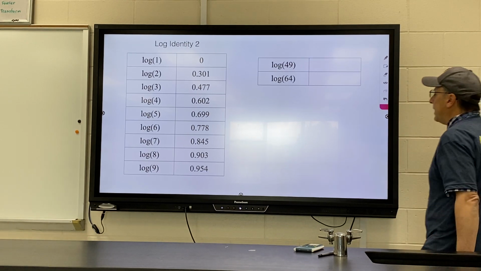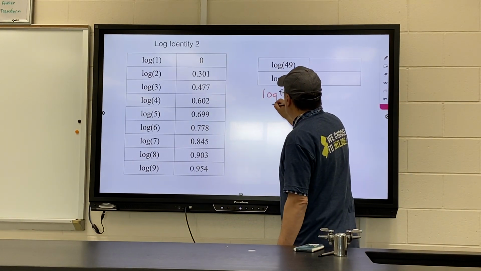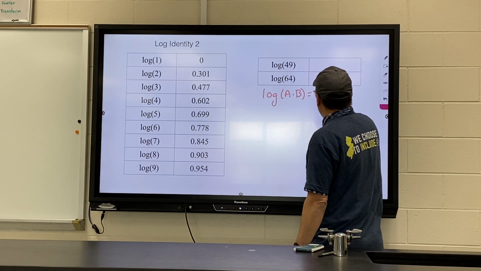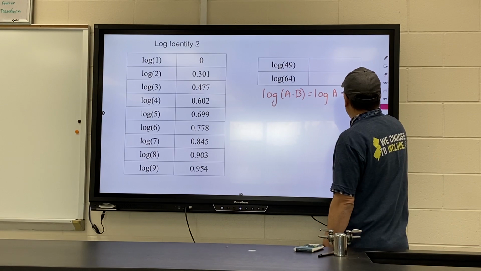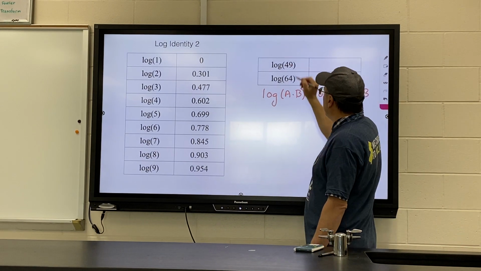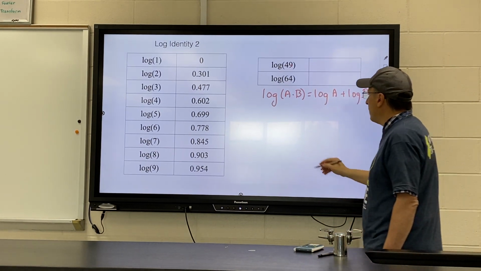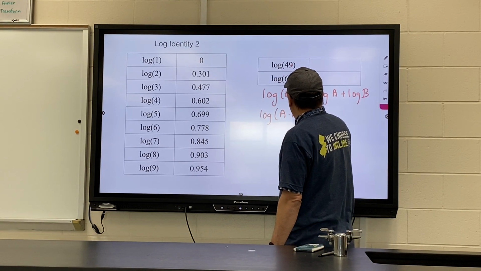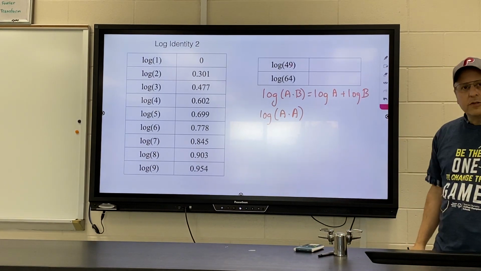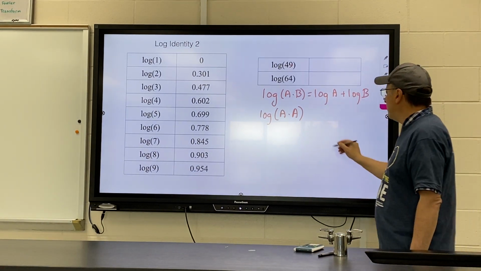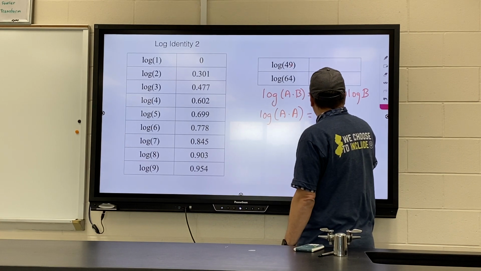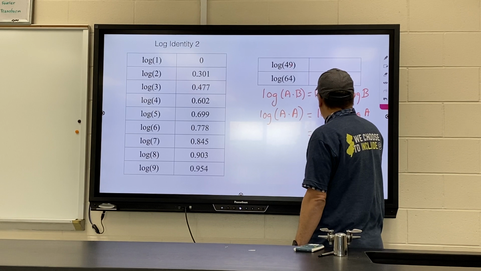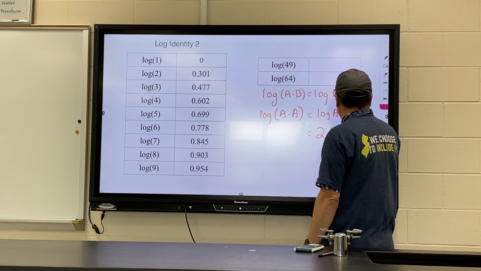Okay, the second log identity is a direct offshoot of that. So we just saw if we have A times B, it's going to be log of A plus the log of B. Well, what if our thing is a perfect square? So we have log of, instead of A and B, we can think of that as 7 times 7, so both numbers are the same value. So that would be log of A plus the log of A. And that can be simplified to just 2 times the log of A.